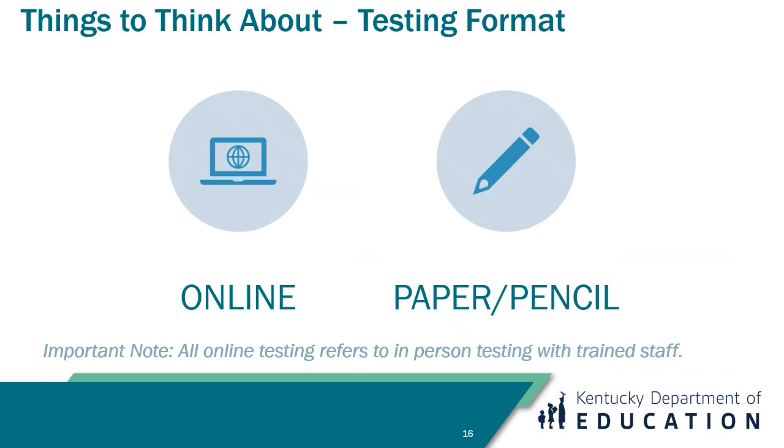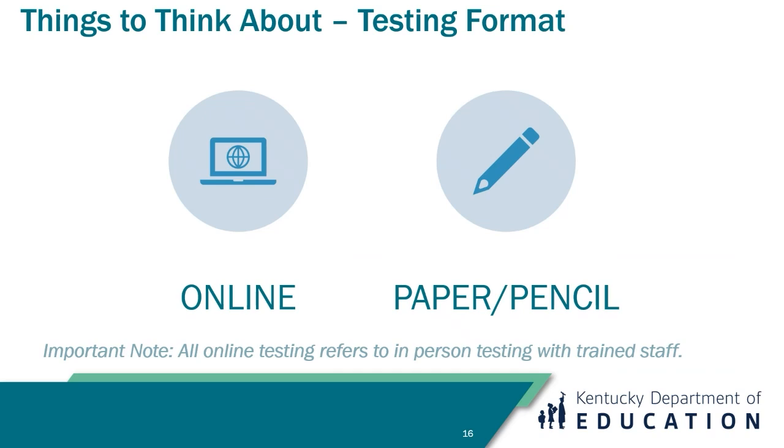Ensuring test security is crucial for both online and paper-based assessments. It is essential to mention here that the definition of online testing here refers to in-person testing supervised by trained staff. The Kentucky Department of Education and Administration Code regulations strictly prohibit remote proctoring for state assessments. Conducting assessments in person with trained staff offers several advantages.